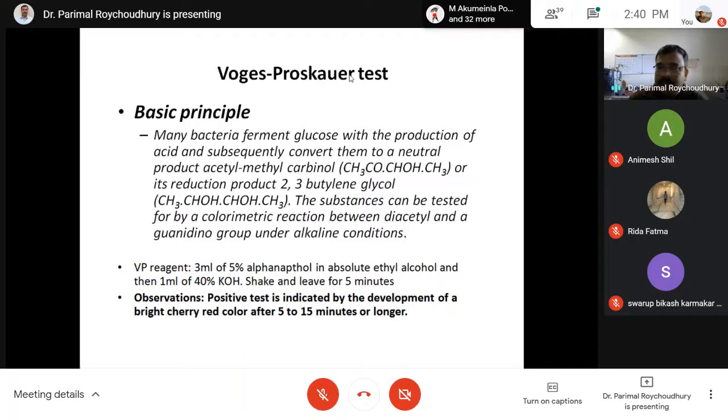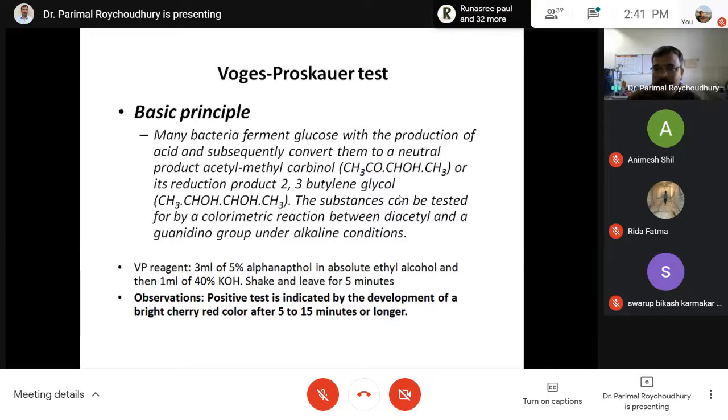This particular test is somewhat related to the methyl red test. It has been seen that among these important members of Enterobacteriaceae, they can ferment glucose and produce heavy amounts of acids, but those acids are further metabolized by a group of bacteria to neutral compounds, like acetyl-methylcarbinol or 2,3-butylene glycol, etc. So those kinds of bacteria can be identified by the Voges-Proskauer test.